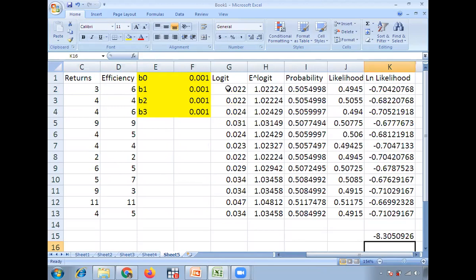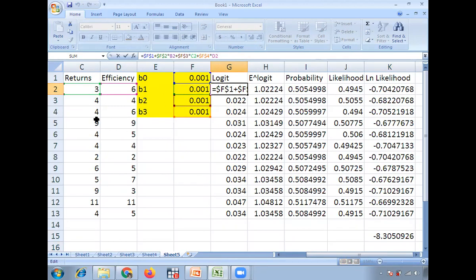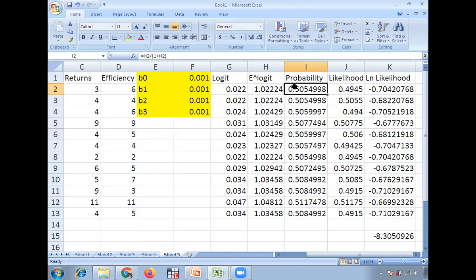What is this logit all about? As you could see, it's nothing but the sum of products of the coefficients and their independent variables. Once you know this, everything else is easy. E to the power logit, as the name indicates, is exp, the antilog of the logit. You're getting e to the power logit. Then the probability, as you could see, is the formula we have seen earlier, the probability of the event happening: E to the power logit divided by 1 plus E to the power logit.